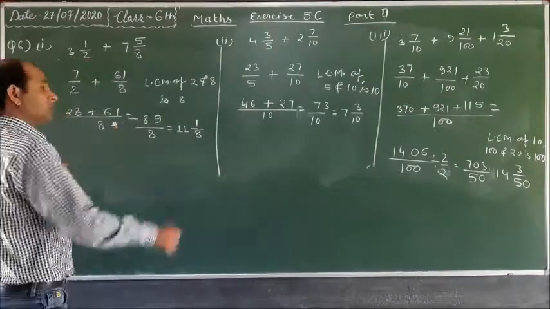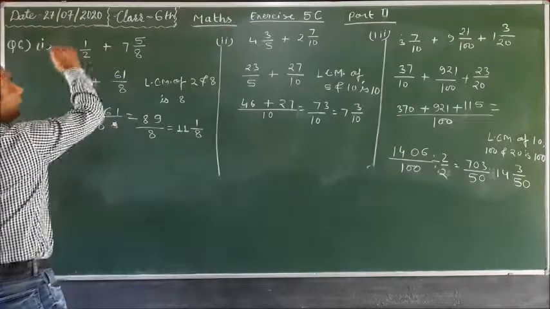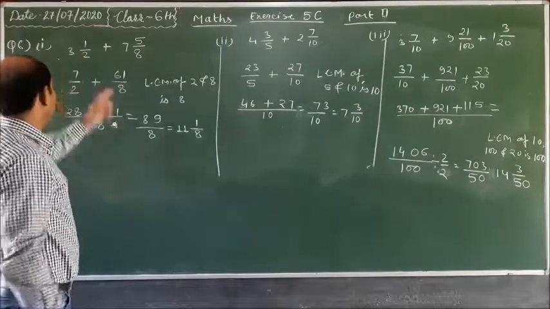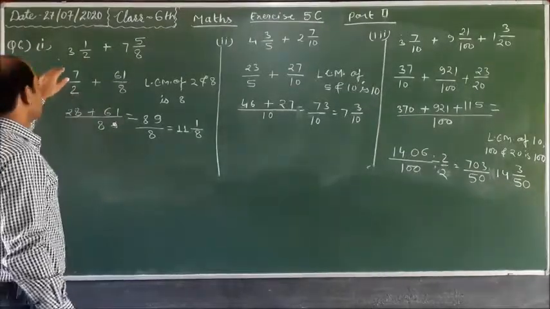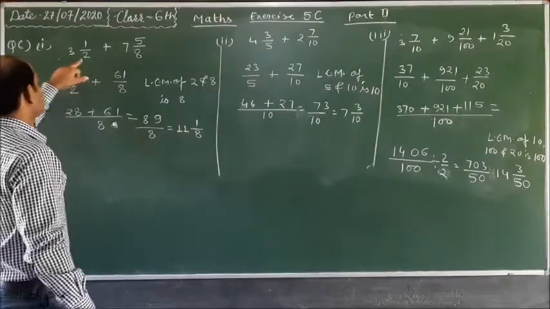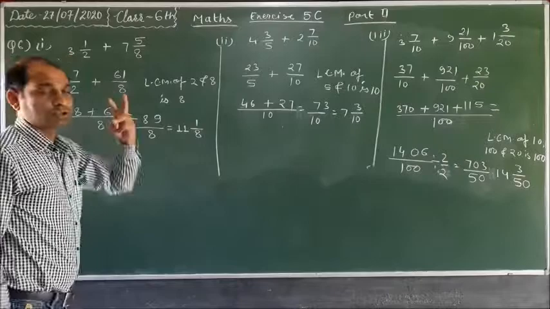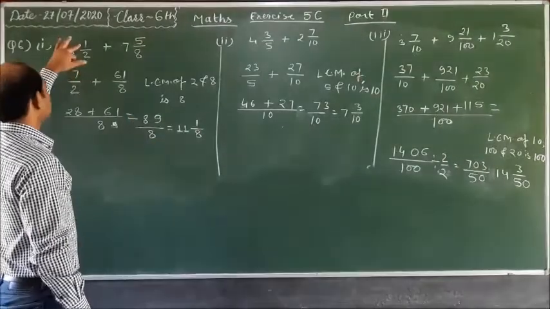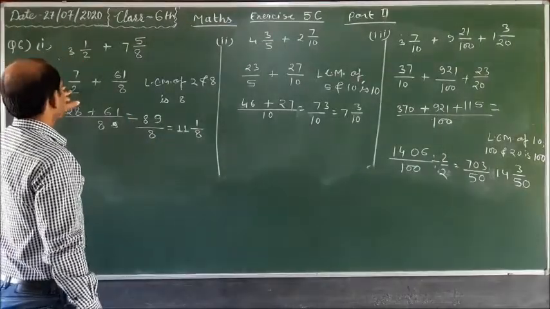Answer is 6. Then 6 plus 1 equal 7 upon 2. Okay. Now here we multiply the whole number by the denominator. So 2 multiplied by 3 is 6. And 6 plus 1 equals 7 upon 2.